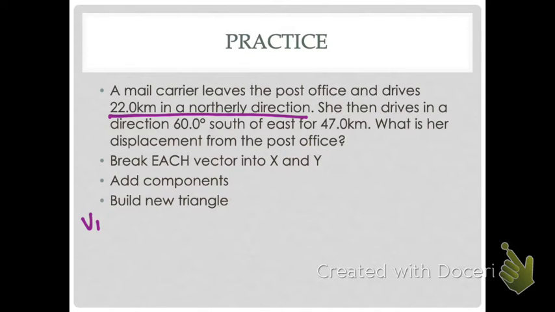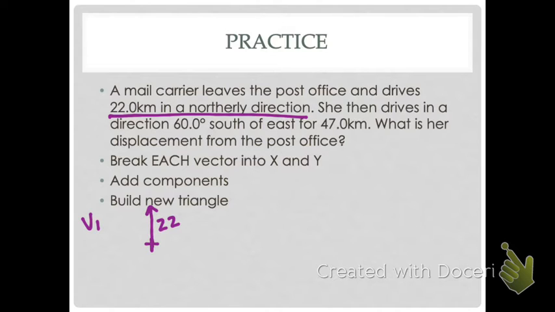And it says it's 22 kilometers north. So I'm going to draw my origin and then draw my vector. I'm going to give myself a little more room here. Draw my origin, draw my vector. It's 22 kilometers, and it says in a northerly direction. That means due north. So I'm going to treat all my vectors individually. So my step 1 is going to be to break each of my vectors into x and y.